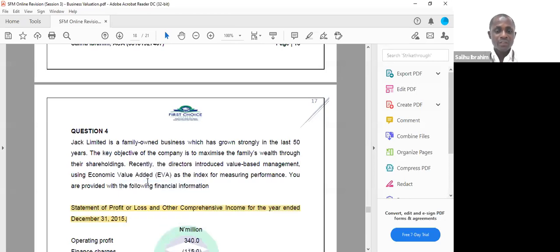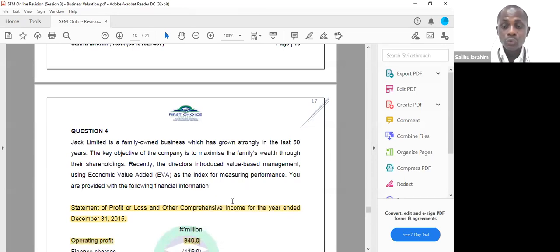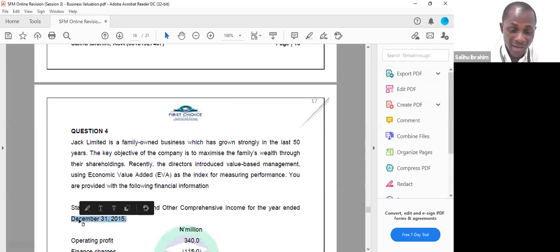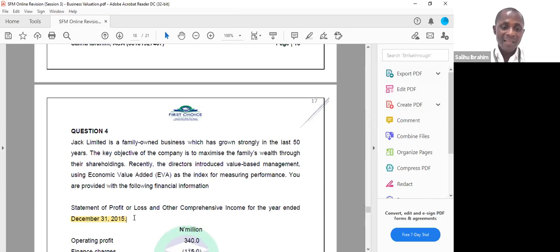Now, let me ask you this question. The capital you use to generate this operating profit, look at the operating profit of 340 million. Definitely, you have to use capital to generate that profit. The capital you put in that business to get your 340 million, when would you have put it in the business? Is it at the end of 2015? I want that response from the person that said he did not understand. Was it the capital we put in the business as at the end of 2015?